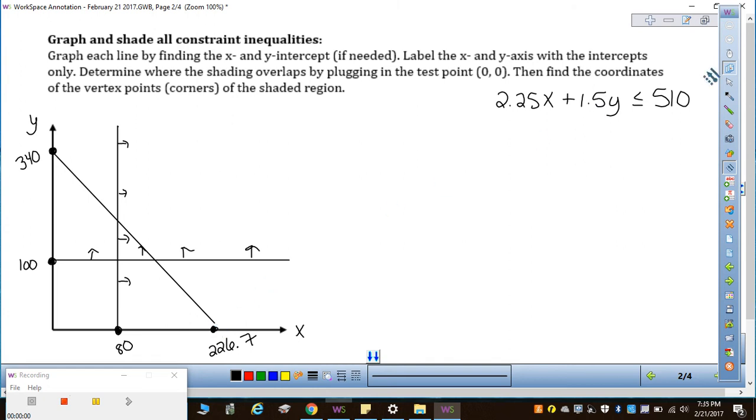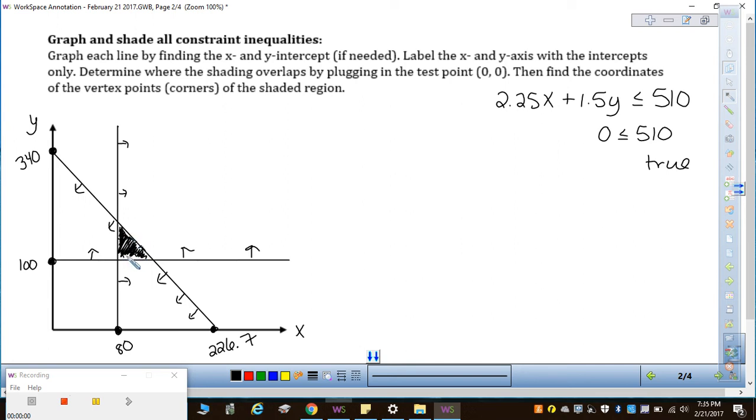connecting these two. Now, if we think about doing the test point of 0, 0, if we plug it in, we get 0 is less than 510, which is true. That means that we're going to shade toward the test point, which will appear to be below the line. And here we see we have a small triangle section in the middle where the shading overlaps. We're going to shade that in.